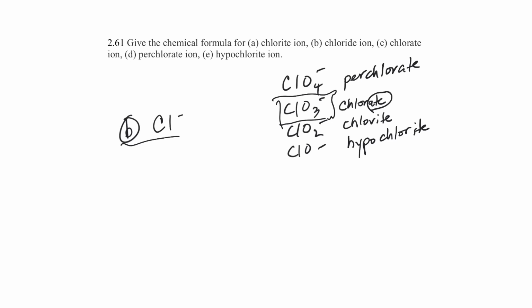So this one is B. That's your easy one. A is going to be chlorite. C is chlorate. D is perchlorate, which is higher than ate. And E would be your lower than ite, hypochlorite. All right, so what started off to be real tricky is simply just learning numbers of oxygens combining with these nonmetals to make an ion, and that's how you go about it. Okay, great.